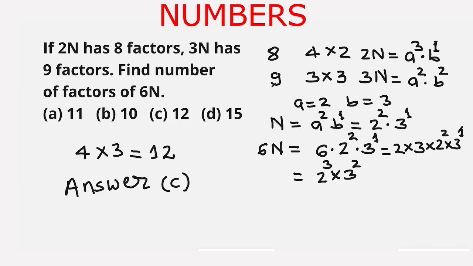Now the 3n has 9 factors. So it can be written as 3 multiplied by 3. So 3n has value a to the power 2 and b to the power 2. So that the factors is 2 plus 1 is 3, and again power of b is 2 and we add 1 to it. So 2 plus 1 is 3. So this becomes 3 multiplied by 3 equal to 9.